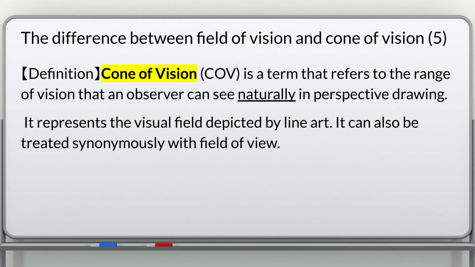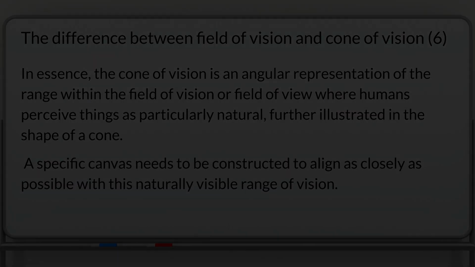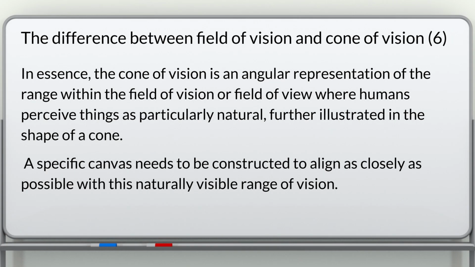Cone of vision is a term that refers to the range of vision that an observer can see naturally in perspective drawing. It represents the visual field depicted by line art. It can also be treated synonymously with field of view. In essence, the cone of vision is an angular representation of the range within the field of vision or field of view where humans perceive things as particularly natural, further illustrated in the shape of a cone.